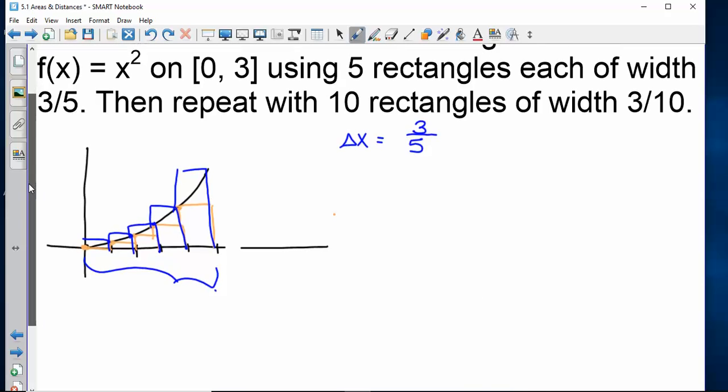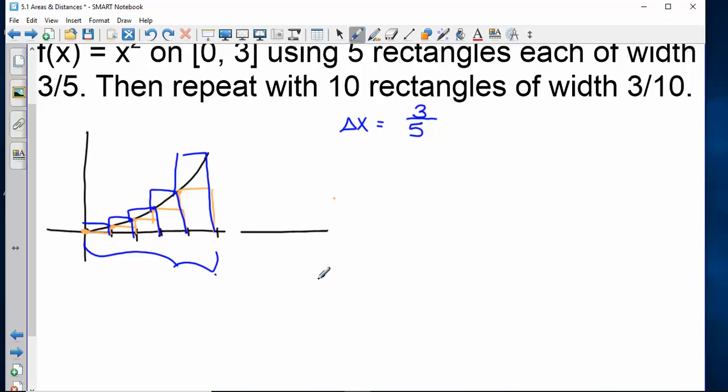Okay, so to calculate my area, we have to add up the length times width for each of these 5 rectangles. So for my overestimate with 5 rectangles, with the over, the first point we used was right here. How would I find the y value at that point?